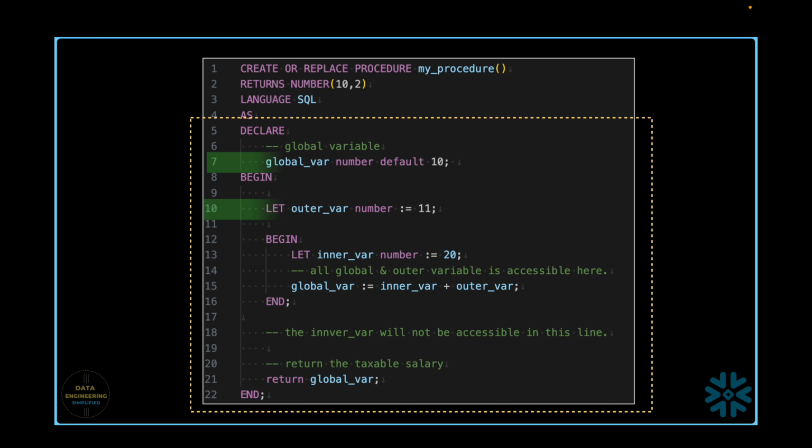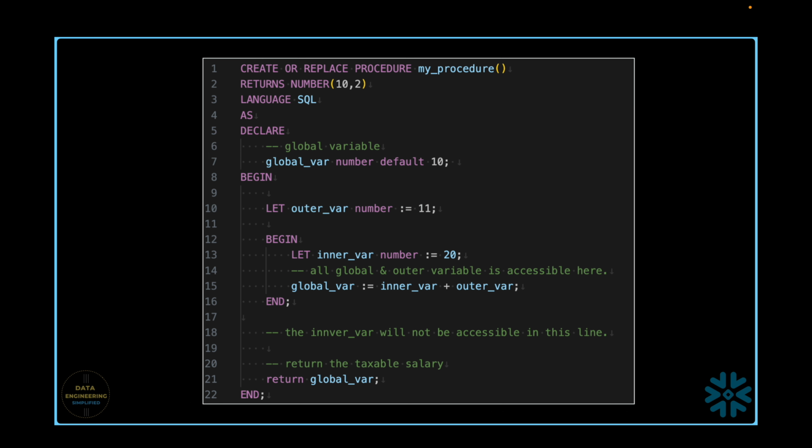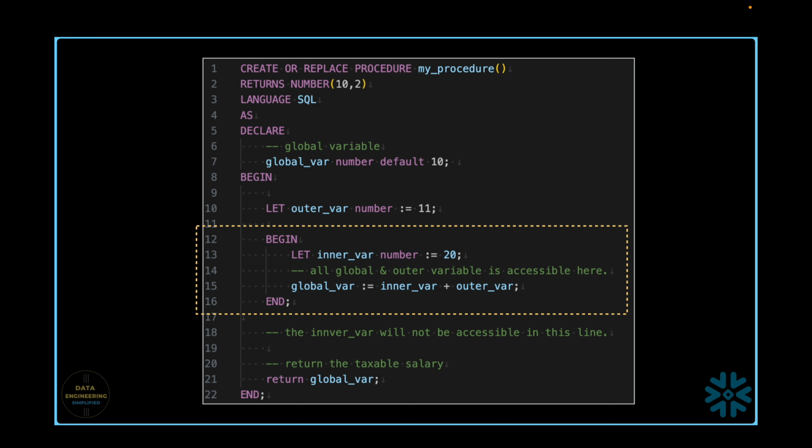It has a global variable declared on line number 7 and a local variable declared on line number 10. If we move further down, we have another inner block starting from line number 12 to line number 16. And if you look into the line number 13, this block has another variable called inner_var with a default value of 20. We can refer this variable as an inner variable. So in this example, we have an outer block with outer variables and we have an inner block with inner variables.